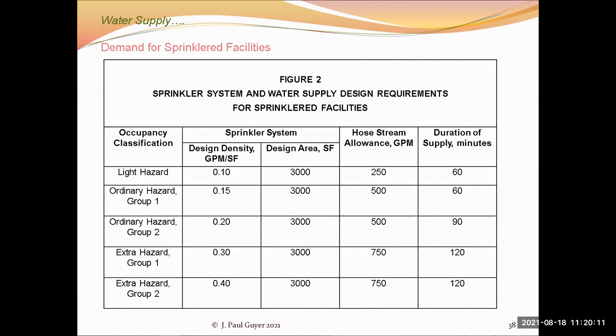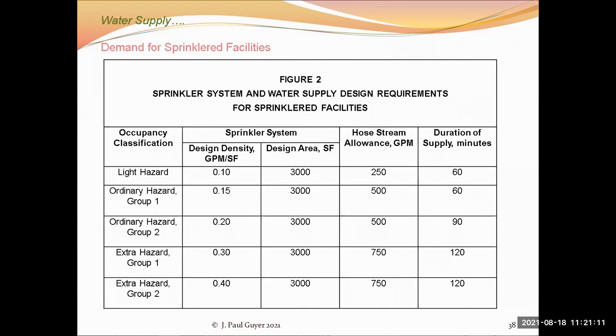so light hazard occupancy, the design density 0.1, design area 3,000 square feet. So the GPM, gallons per minute of water required, would be 300 for the automatic sprinkler system. Then you also have to have a quantity of water available for the firefighters, the hose stream. And that is the number that you see there for light hazard, 250 GPM. So the total quantity of water required for a light hazard occupancy for fire protection purposes is 300 plus 250, or 550 gallons per minute.